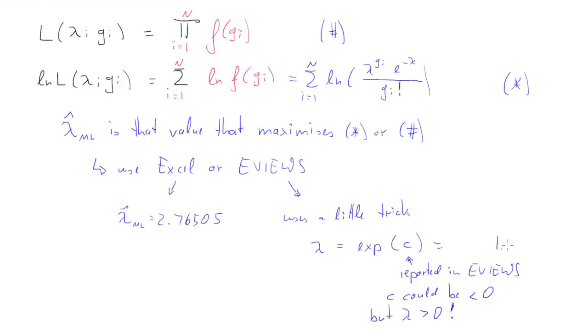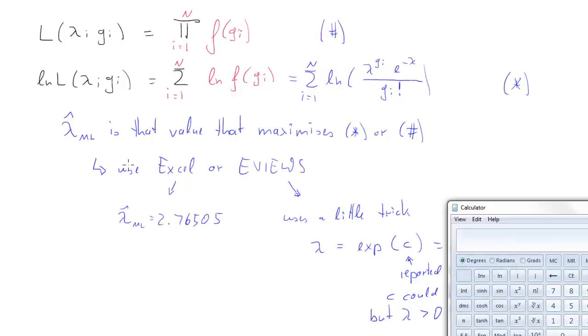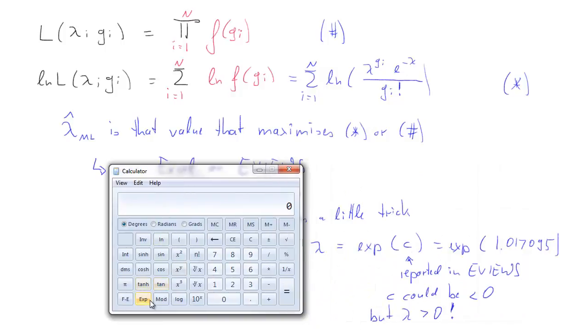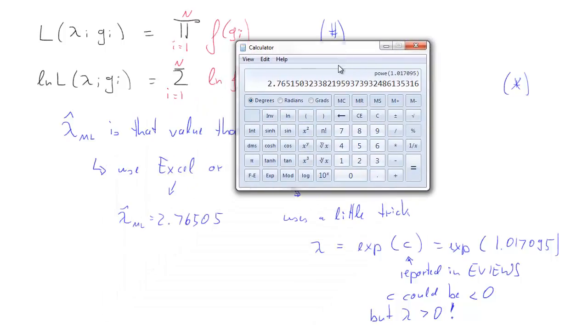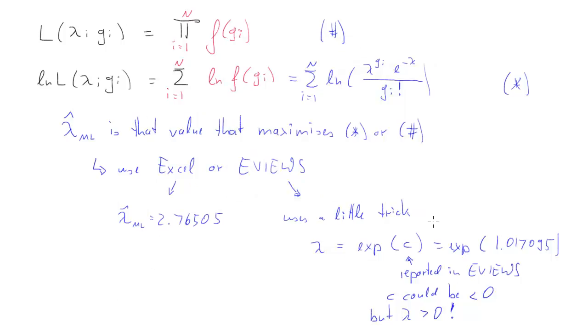So here it has estimated the c of 1.017059. So let's calculate what that implies in terms of the lambda. So we need to calculate the exponential of this. Let's just get a little calculator up. Here it is. And let's calculate the exponential of 1.017095, which is rounded. We get 2.76515. So there are slight rounding differences now because we rounded the c. But basically we get the same result. Okay, so our estimated lambda is really the same in eViews as it is in Excel.